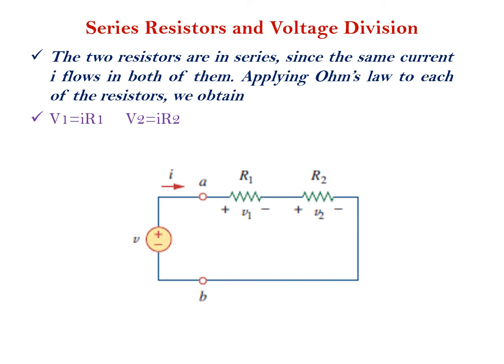Next I am going to explain series resistors and voltage division. When two resistors are connected in series, the current flowing through the two resistors is the same, but the voltage drop across each resistor is different. How to find out the voltage drop for resistance 1? From Ohm's law, V is equal to IR. In the similar manner, V1 equal to I into R1. And what is V2? V2 equal to I into R2.